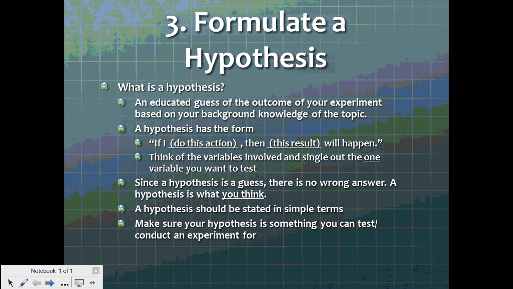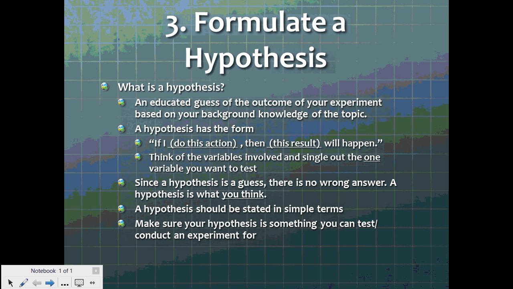3. Formulate a hypothesis. What is a hypothesis? An educated guess of the outcome of your experiment based on your background knowledge of the topic. A hypothesis has the form: if I do this action, then this result will happen. Think of the variables involved and single out the one variable you want to test. Since a hypothesis is a guess, there is no wrong answer.